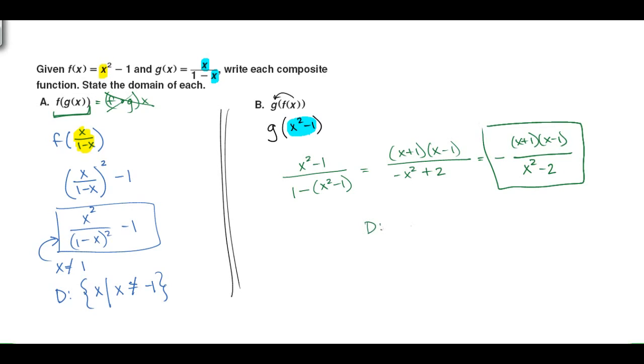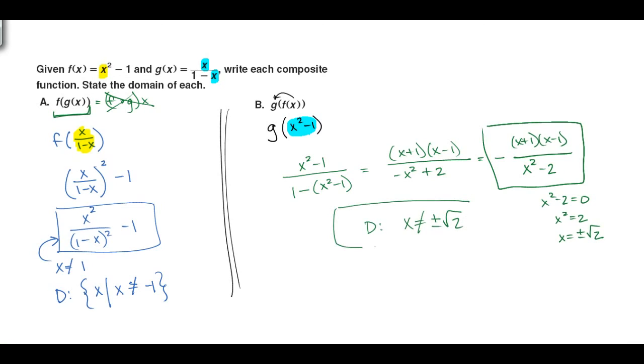So for the domain, we cannot let x equal square root of 2. Now, how did I get that? X squared minus 2 equals 0. We can't have a 0 in the denominator. Move it over. X squared equals 2. Square root this bad boy, and you get plus or minus root 2. So x cannot equal plus or minus root 2.